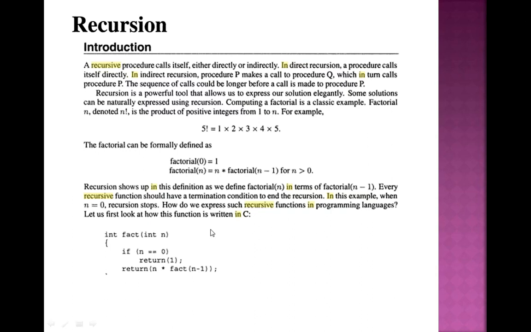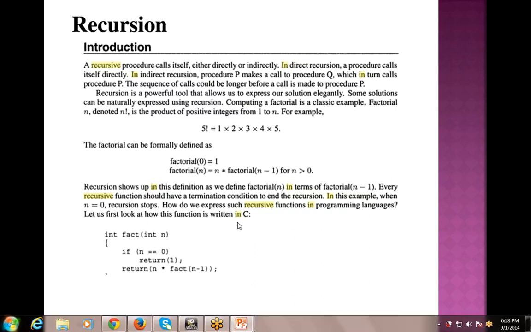In direct recursion, the function calls directly, that is P calls itself, P. But in indirect, P calls procedure Q, Q calls procedure P. The sequence of calls could be longer before a call is made to P, because in indirect there are multiple procedures. So there are two procedures. Next, recursion is a powerful tool that allows us to express our solution elegantly. Some solutions can be naturally expressed using recursion.